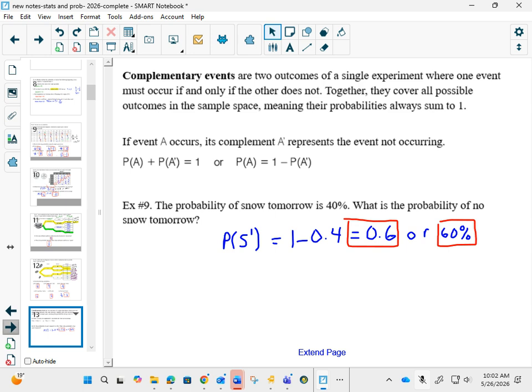If you're standing outside, can you be rained on and not rained on at the same time? Yeah. Umbrella. No.